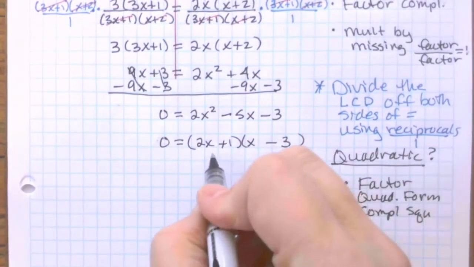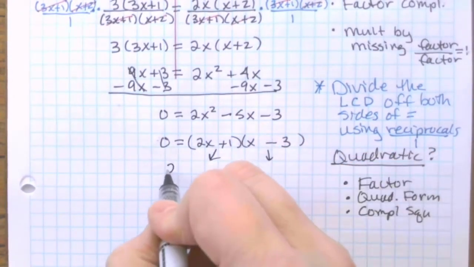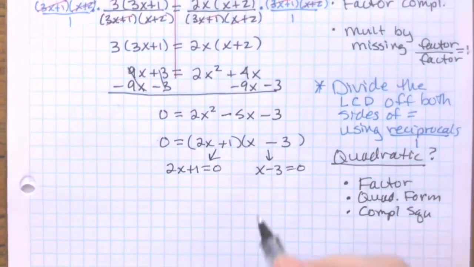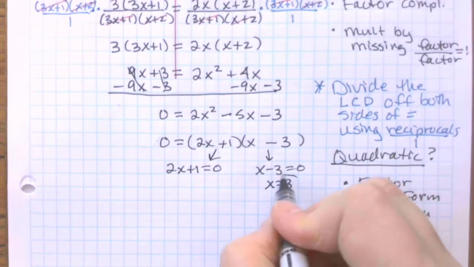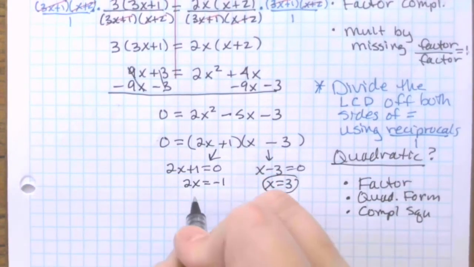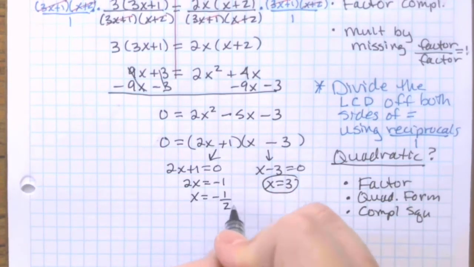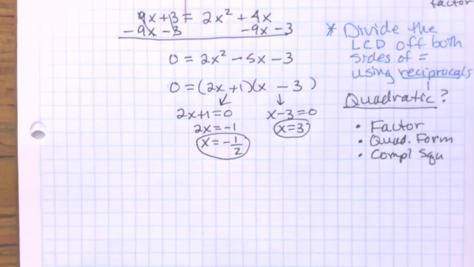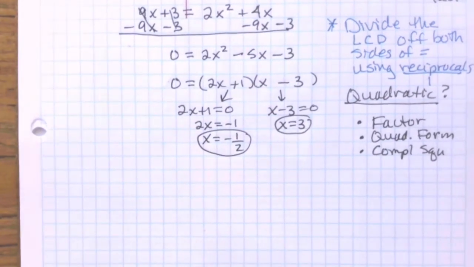And so we set each factor equal to 0, and we solve them separately. So this one is x equals 3. On this one, you have to subtract the 1 to the right, then divide by 2. You get negative 1/2. Okay, here is where, when we're doing rational fractions, we have an extra step.